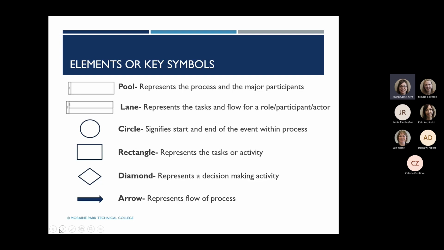The diamond is the gateway. It represents the decision-making activities, the conditions, whether it's a yes or no, and you flow this way or you flow that way, or whatever the decisions are. I'll show you a couple of those diamonds or gateways in the process I mapped out. And obviously the arrow represents the flow of the process. Sometimes you might have a dashed arrow, which might be a message or more information sent than necessarily an actual step.